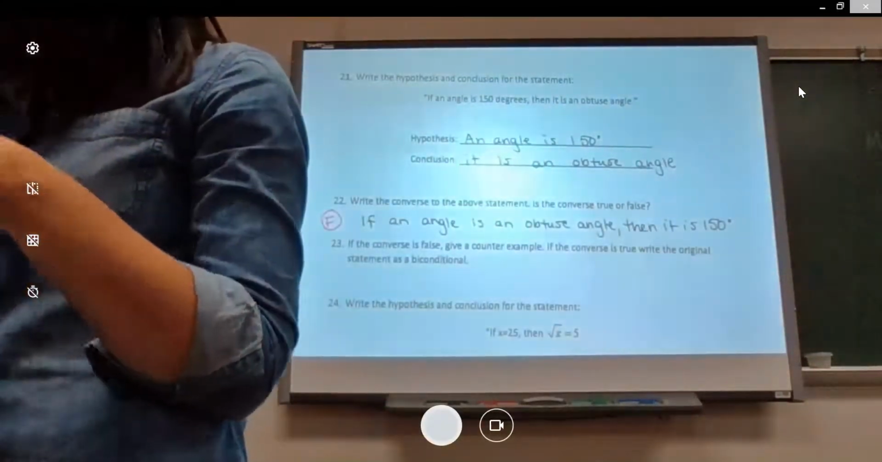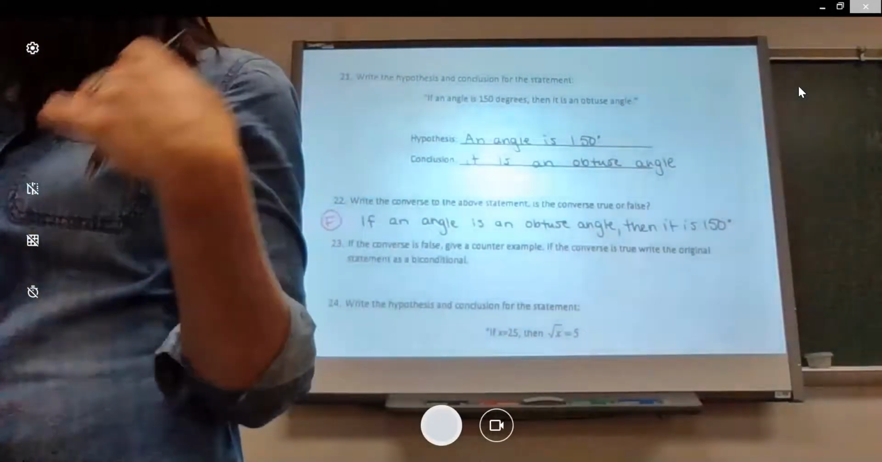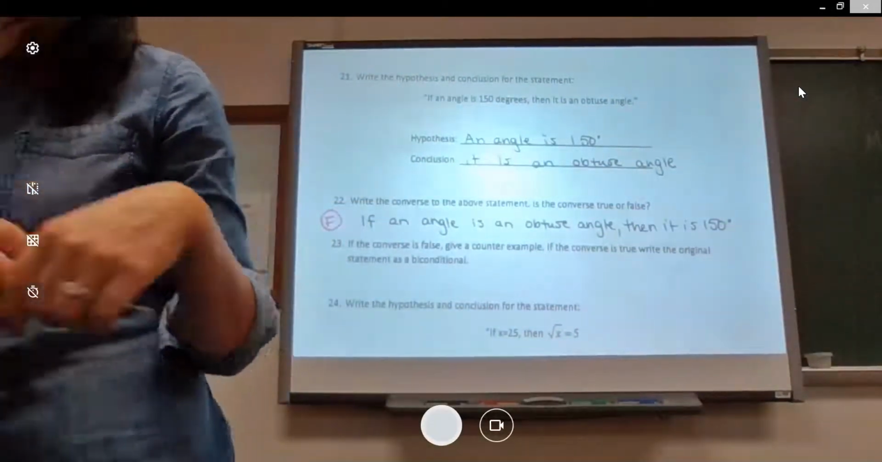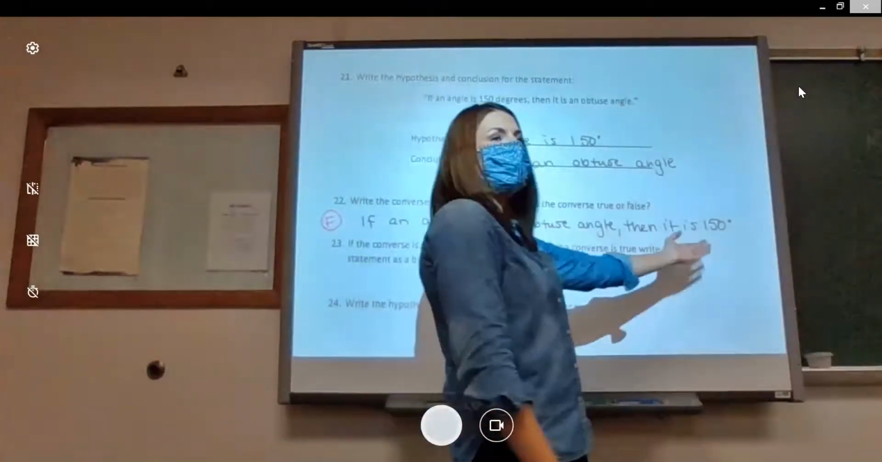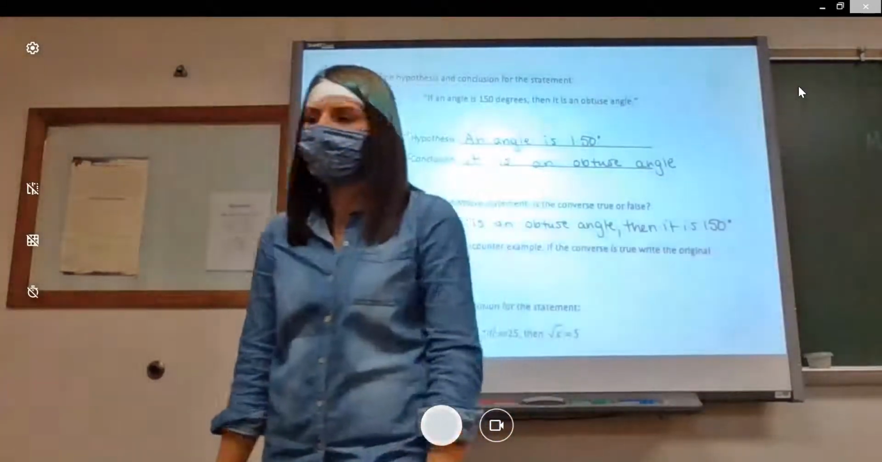If a converse is false, give a counterexample. If the converse is true, rewrite it as a biconditional. So since we're saying it's false, I like to just go as close as I can. I always go 151. You know, I go 1 degree higher or whatever.